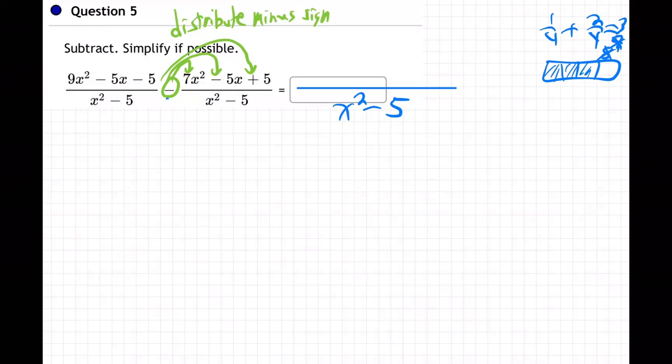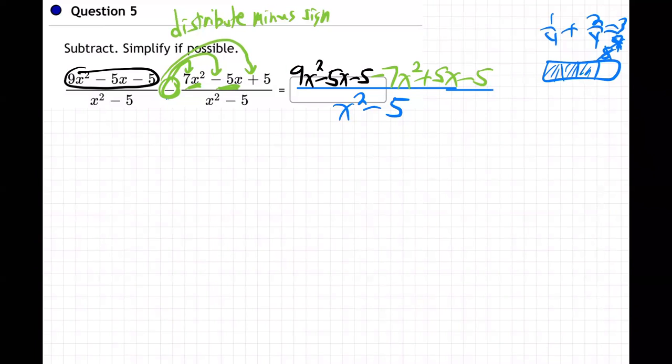Okay, so now what about the tops? What happens up there on the tops? Well, let me bring the first one over. It's going to be 9x squared minus 5x minus 5. And then I'm going to do the second one with the distribution. So it's going to be minus 7x squared, right? That minus sign puts minus 7x squared. And then minus a minus 5x is going to make it plus 5x. Did you see that? And then minus 5. Spin that bar a little bit. There we go. Right? We good there?